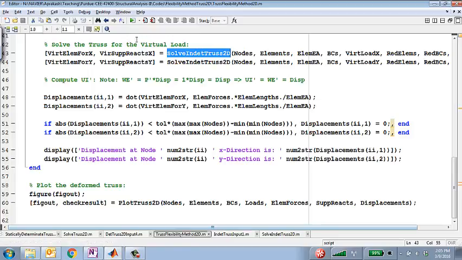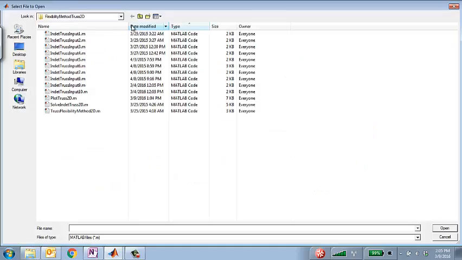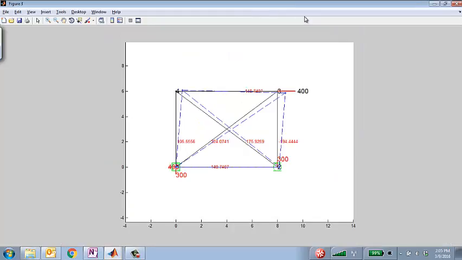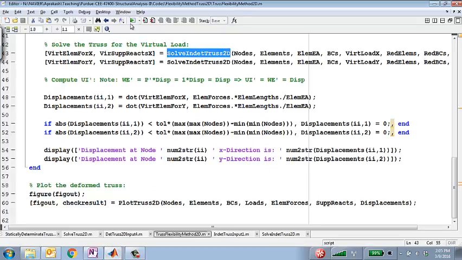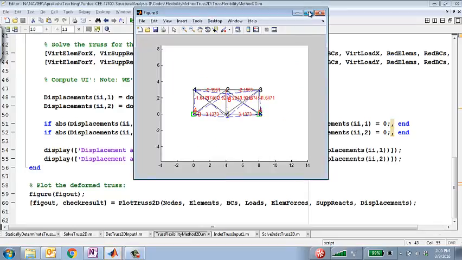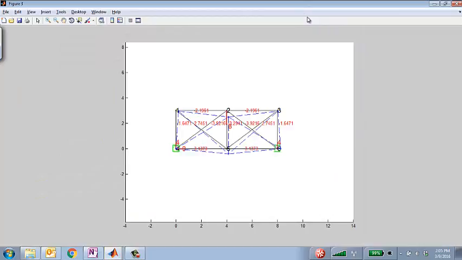So let's run this again with a second input file. This is probably one of the examples in your book. So once again, for a load applied here, calculate all the internal forces and calculate the displacements at each one of the nodes. Everything here uses the virtual work method. Yet another example. This is the example from your homework problem, right?